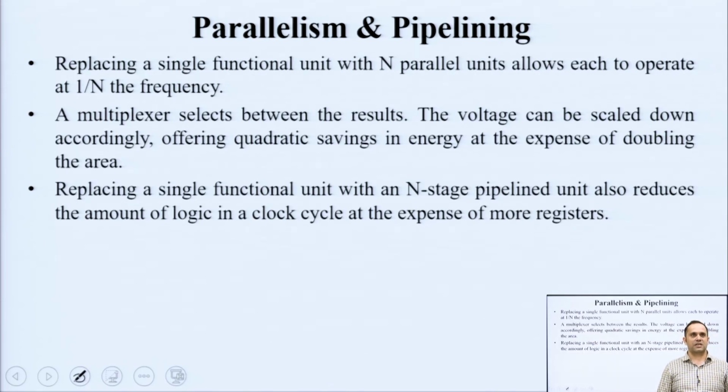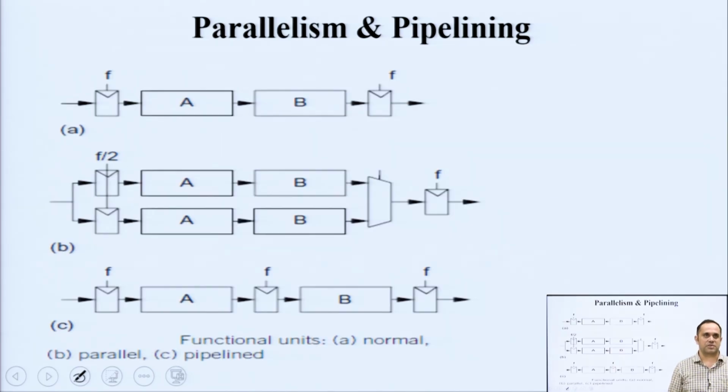So, parallelism is when you divide a functional unit into n parallel blocks, where the result is selected via a multiplexer. Pipelining is where you insert registers between input and output, and they are clocked. The only negative aspect here is that you introduce more registers. This diagram shows, first, a normal operation with two logic blocks A and B, so you reach from input to output.